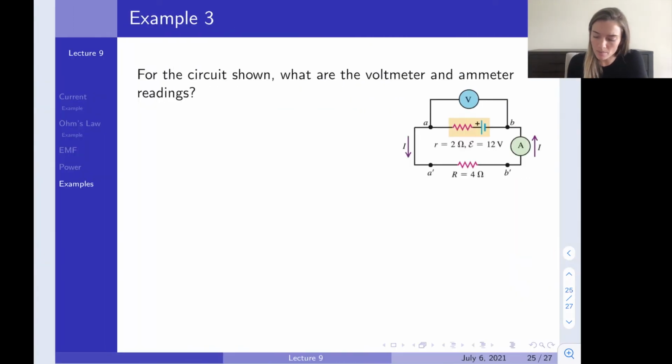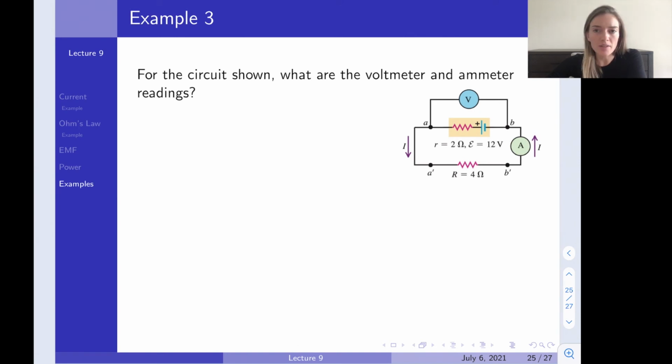Now let's do some examples using this. For the circuit shown, what are the voltmeter and ammeter readings? We want to figure out what's the potential difference between point A and point B, and then what's the current going through A. Here we have a battery with an internal resistance of 2 ohms, an EMF of 12 volts, and then we have another resistor over here of 4 ohms.